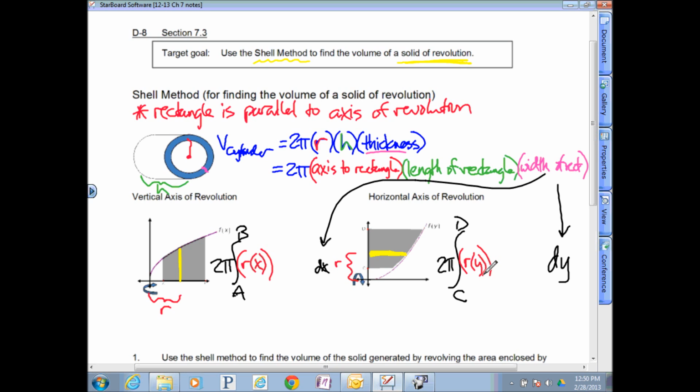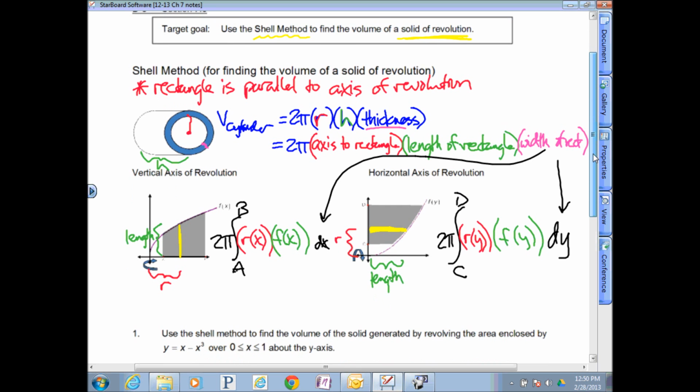And then we're going to multiply that by how long the rectangle is. Well, the length of the rectangle would then be the length of the rectangle in terms of x. So that is going to have something to do with your f of x. And if I look at the length on this one, that's going to be some kind of an f of y. So shell method is the one that people generally like the most.